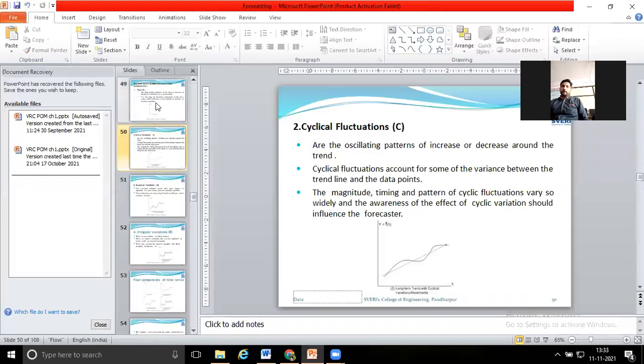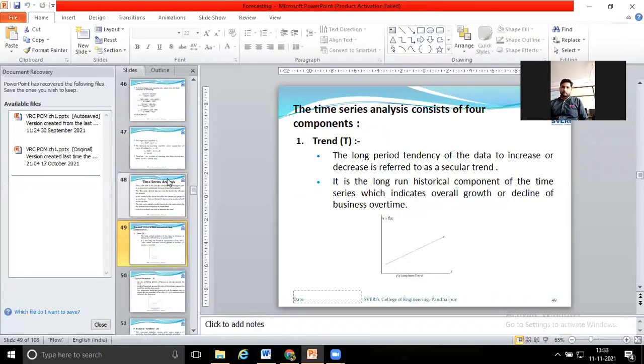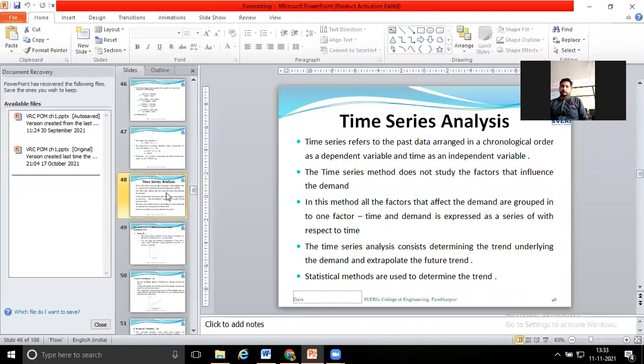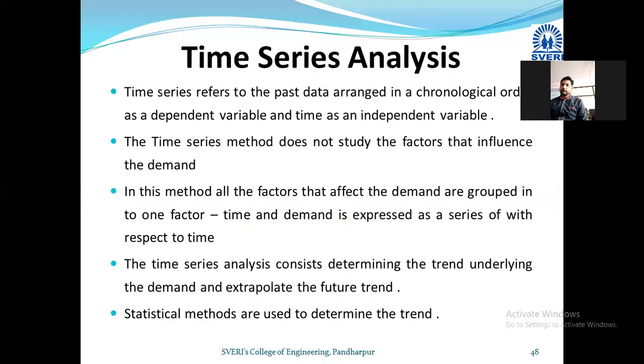So next point is time series analysis. Okay. Now, write down the heading, time series analysis. What is meant by time series analysis? That we are going to understand in this lecture. Time series analysis.